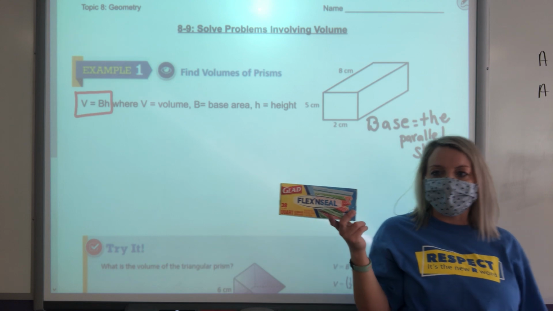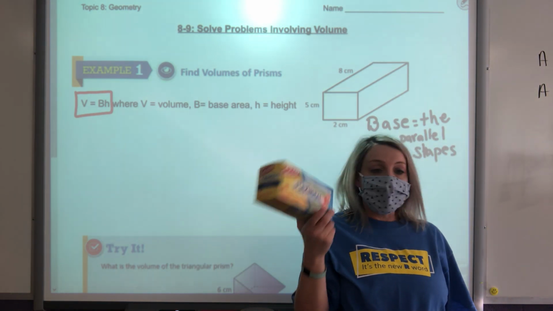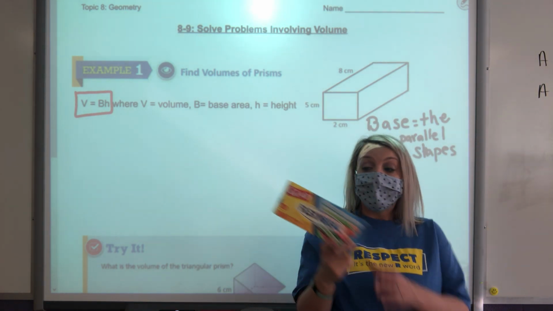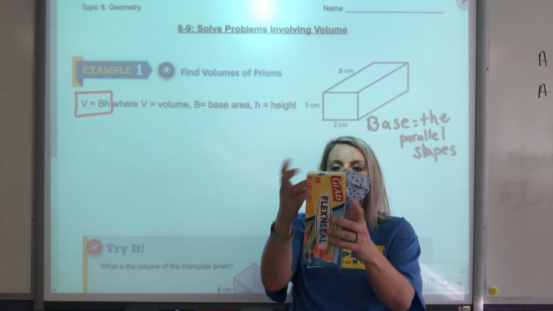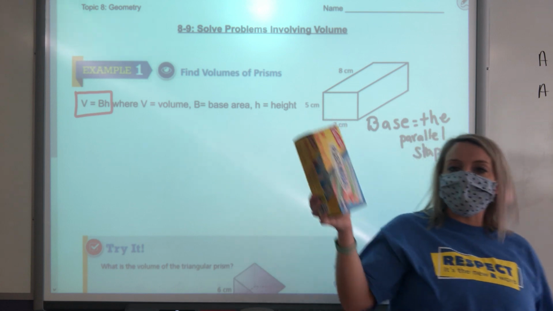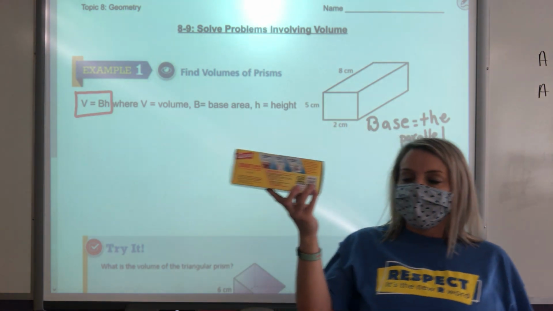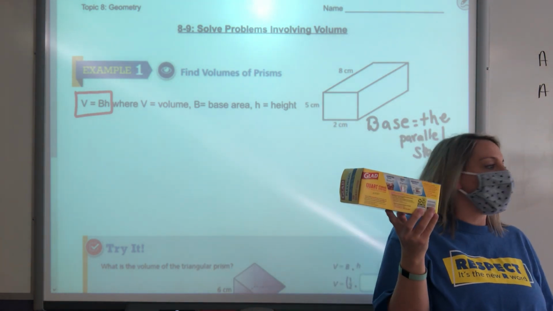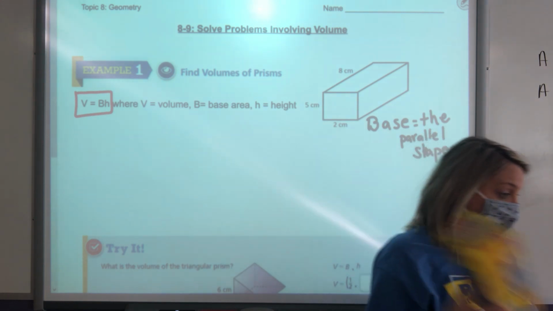What's the base of a rectangular solid? It can be anything, right? Okay? These two are parallel to each other. These two are parallel to each other. These two are parallel to each other. So it's not confusing. You can just really use any of them.